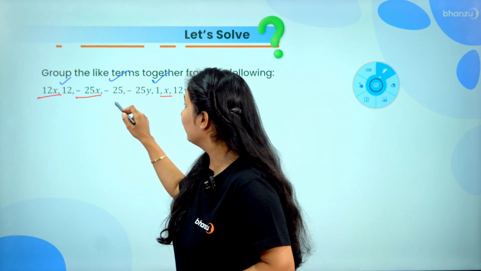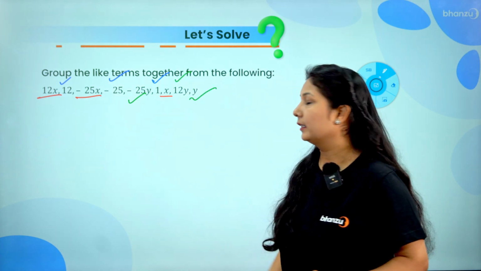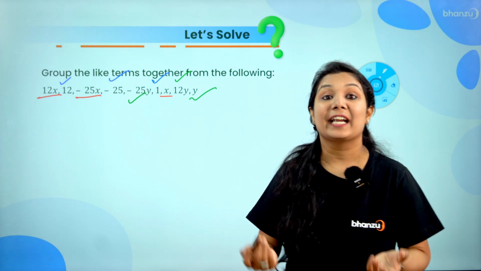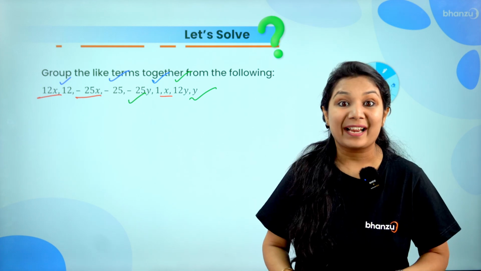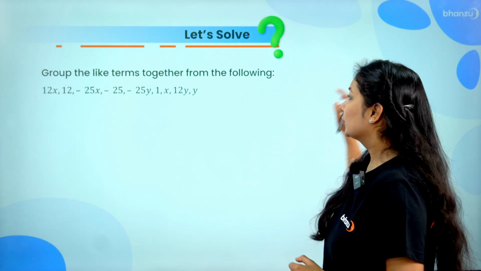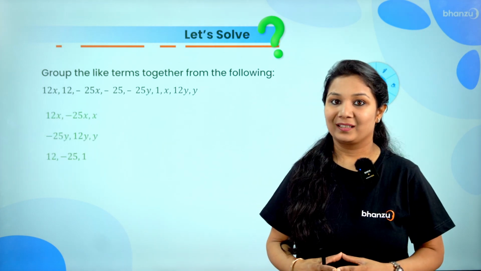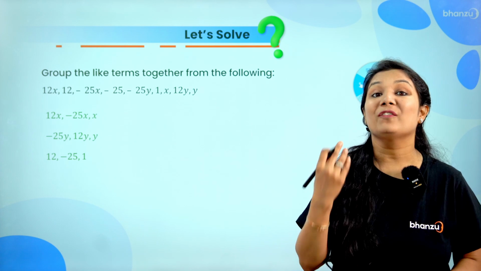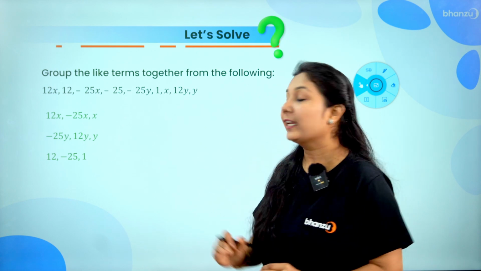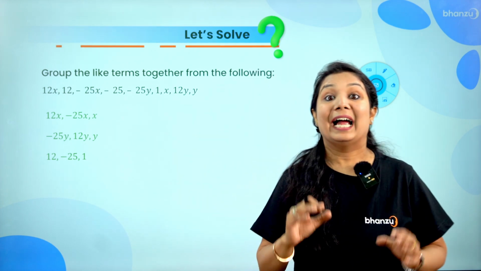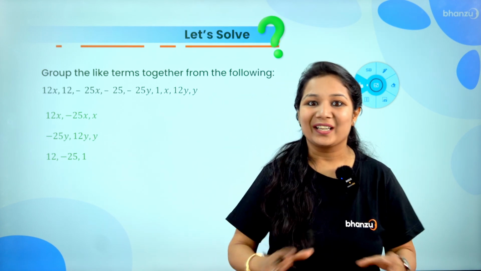And also then we have minus 25y, 12y and y. So these are another kind of like terms in this particular question where the algebraic factor is y, right? So this is how we identify them in the question, and then you will group them like this. These are different groups of like terms in one particular question. The first one having the variable x, the second one having the variable y, and the third one is the constant ones. Got it, everybody?